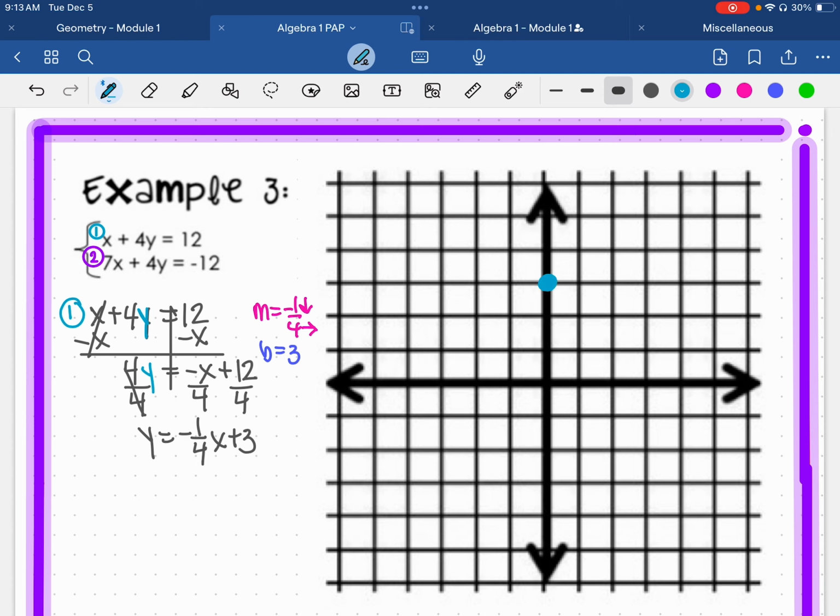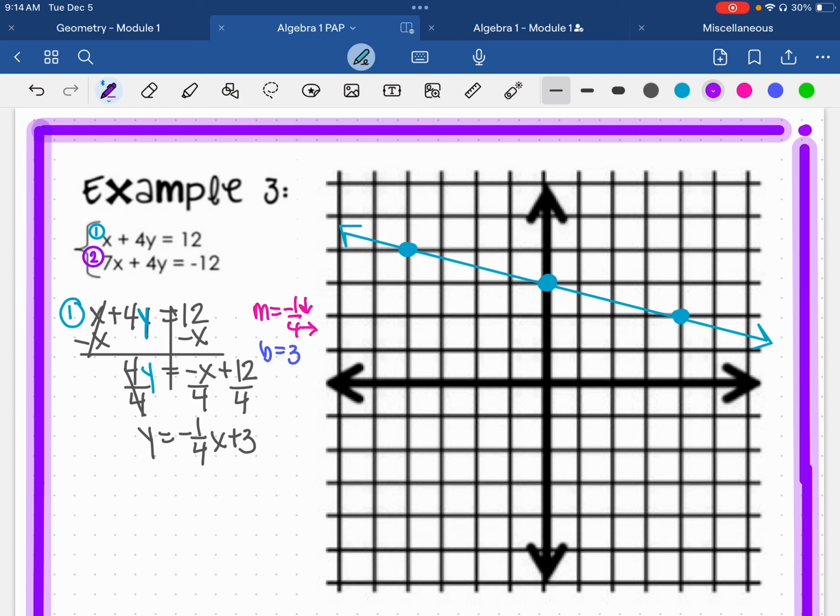1, 2, 3. And I'm going to move 1 down and 1, 2, 3, 4 to the right. I don't think I could go any more in that pattern. So I'm going to go back to my beginning, back to my y-intercept, and go opposite. 1 up and 1, 2, 3, 4 to the left. I'm going to go ahead now and grab my ruler and connect them together. There we go. That looks good. Let me just add my arrows. Perfect.